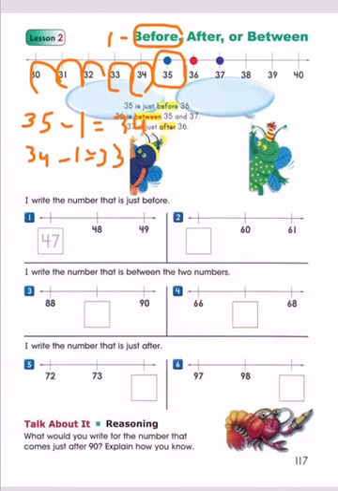Now we have another word, after. What does after mean? After is the opposite of before. In before we say the number that we have minus 1. In after we say the number that we have plus 1. Plus 1. We don't write it like that, be careful.